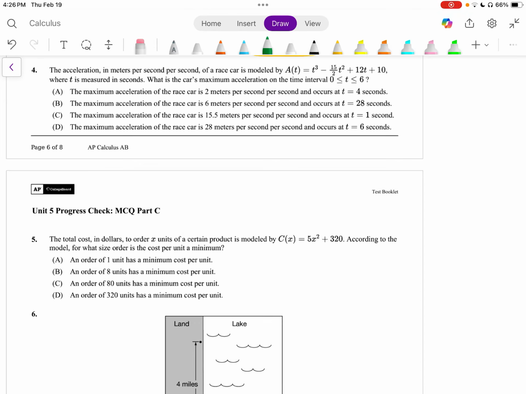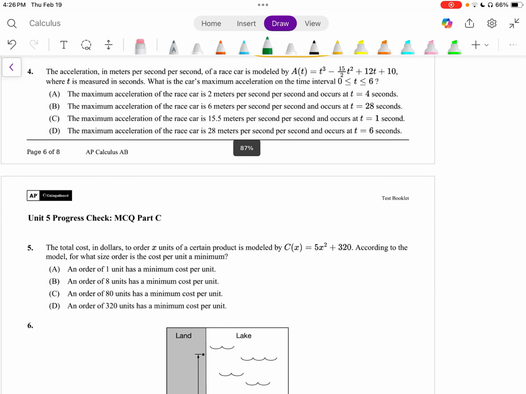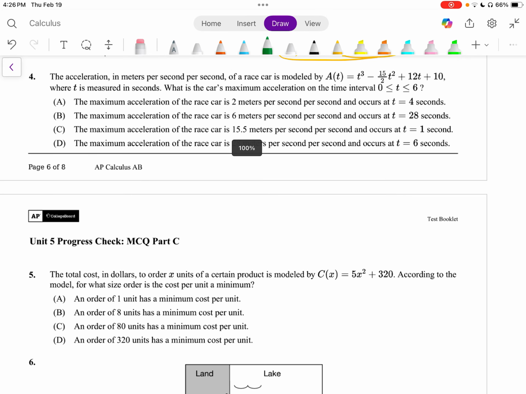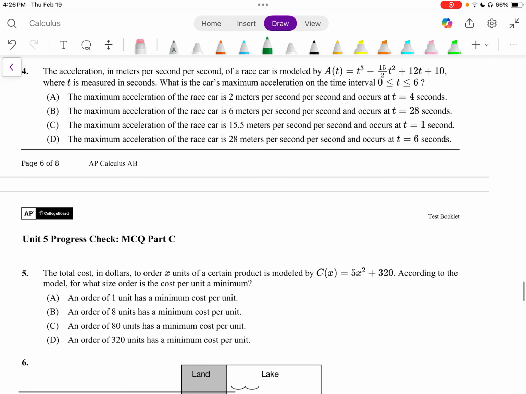Continuing with Unit 5 Progress Check Part C, we're going to go with number 4 here. It says the acceleration in meters per second of a race car is modeled by this function where t is measured in seconds. What is the car's maximum acceleration on the time interval 0 to 6? All right, so we want maximum acceleration.